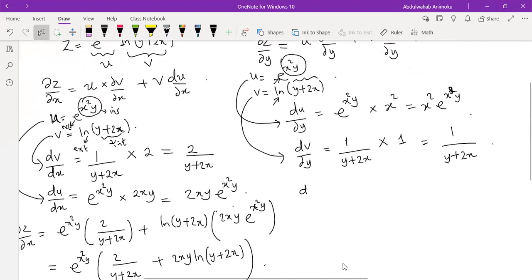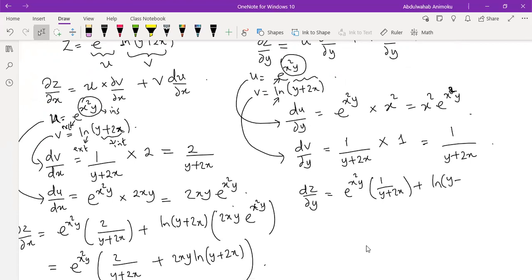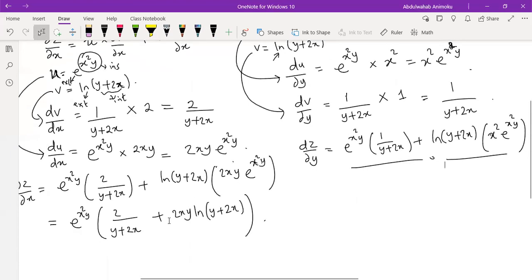Okay, good. Now that we have this, let's put this together. So don't forget, we're looking for del z del y, which is u times dv, which is 1 over y plus 2x, plus v times du, which is x squared e raised to power x squared y. Okay, good. So this is del z del y. Now the rest is easy.